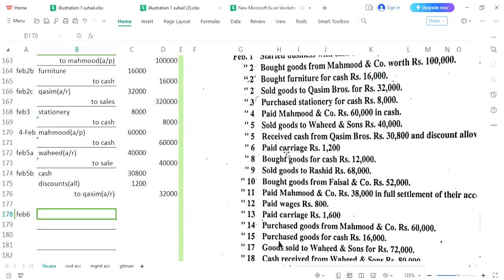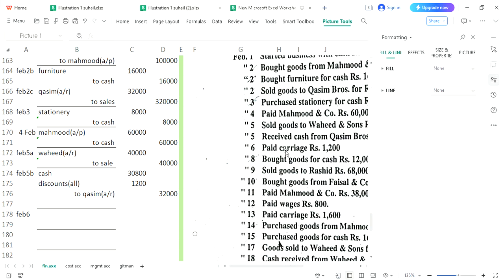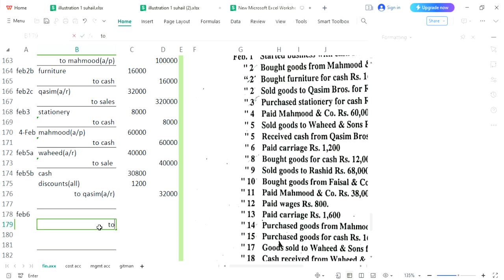February 6. What is it saying? Paid carriage 1200 rupees. You are paying, it means cash is going out. Your cash in hand is decreasing. Decrease in cash in hand means decrease in asset, which should be credited. So cash was supposed to be credited over here, so put to cash over here.